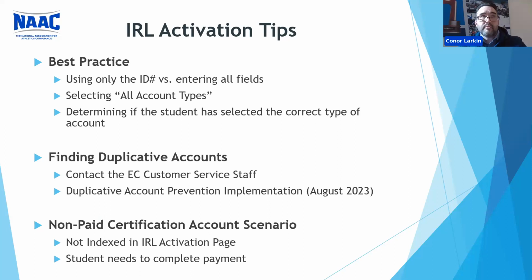Now, third and finally, and this is maybe the biggest one that we get a lot of calls on, is let's say you've entered the ID number, you're using the all account types filter, but you're just not finding the account in the search results page. You've entered the student's name, still not finding anything. In fact, maybe the student's even sending a screenshot of their account and they're saying, hey, I absolutely have registered with the EC, and you're trying to figure out why you can't find that account in the search results page. In this case, this should signal to you that the student has in fact created a certification account, but it presently has an incomplete payment status.